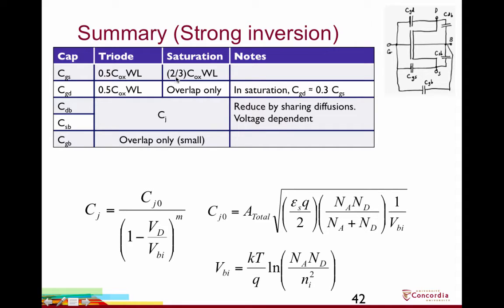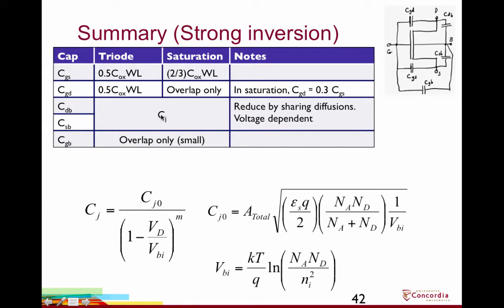We're going to have a CGS of 2/3 COX W times L, and then the gate to drain capacitance is going to be due to overlap capacitance only, so not due to the inversion charge. However, in saturation, even though CGD is just overlap capacitance, it could still be about 1/3 the value of CGS. And we'll see later in these slides that, despite being only 1/3, because of something called the Miller effect, CGD may be just as detrimental to the bandwidth of a circuit as the gate source capacitance.